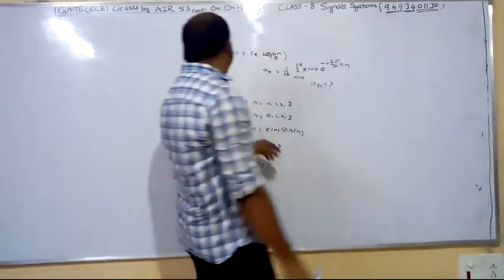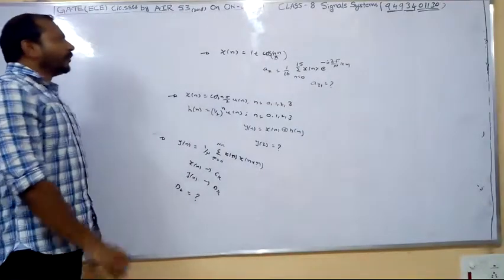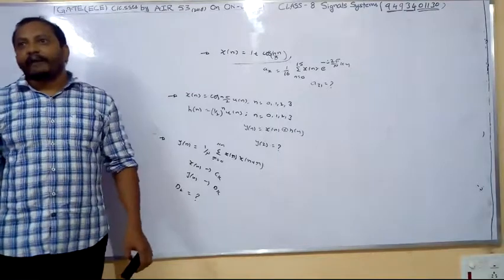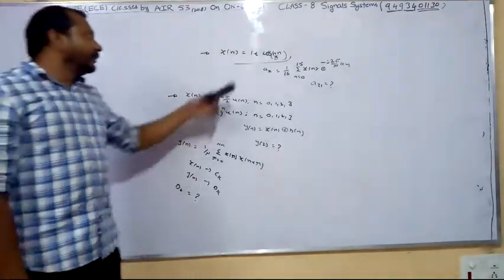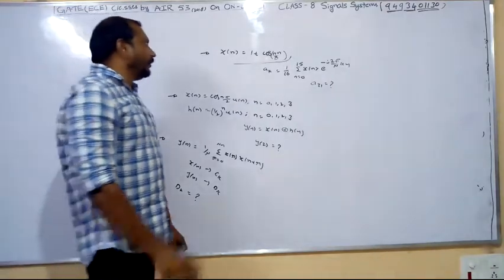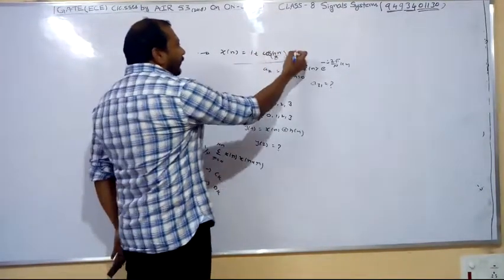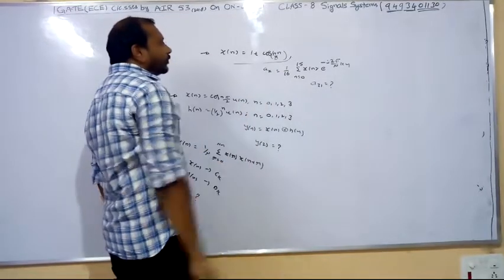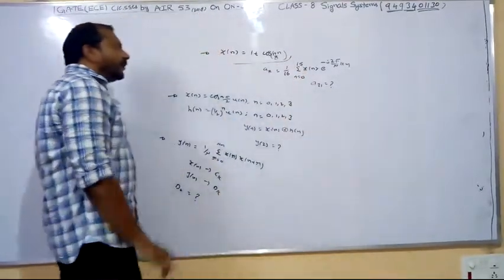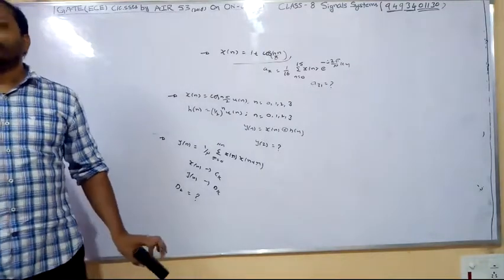Now coming to this question: given x of n is equal to 1 plus cos of pi n by 8. This is the question they have given. By seeing this, it is a periodic signal, no doubt at all. And they have given a k equal to some expression. They are asking about a31, what is the value of a31.